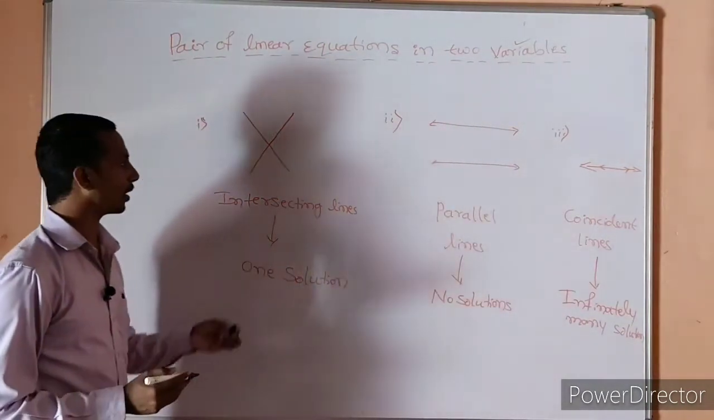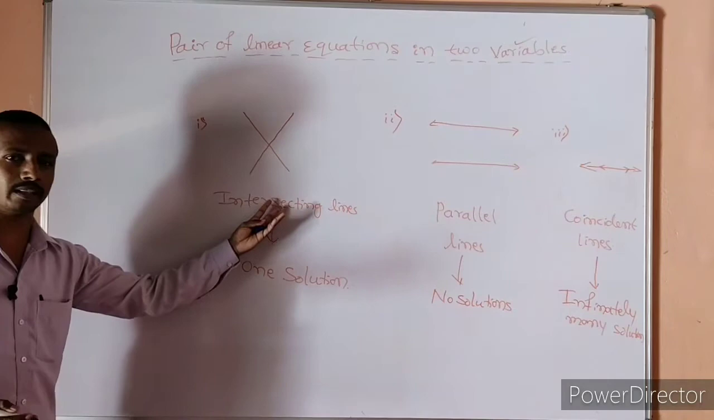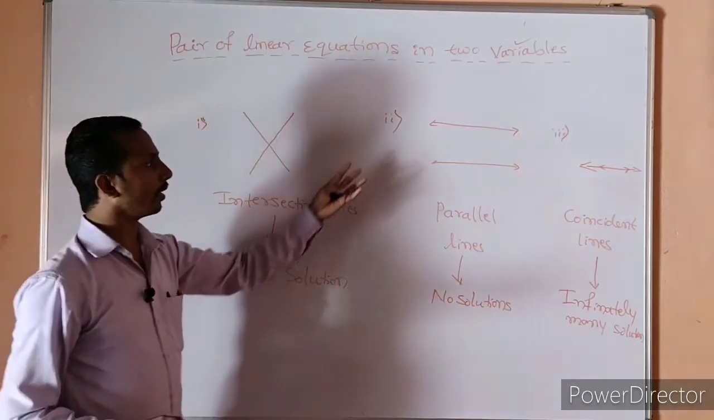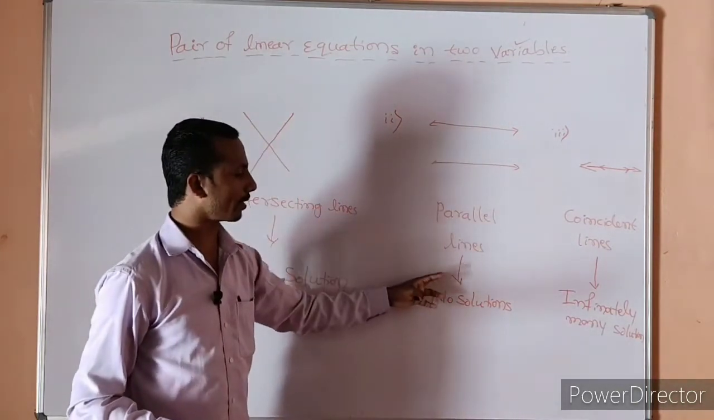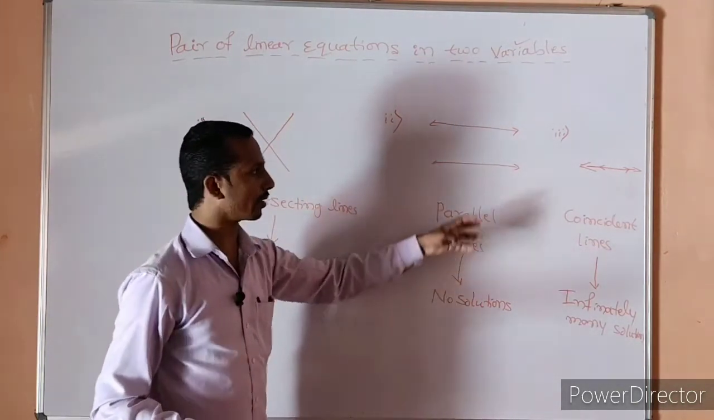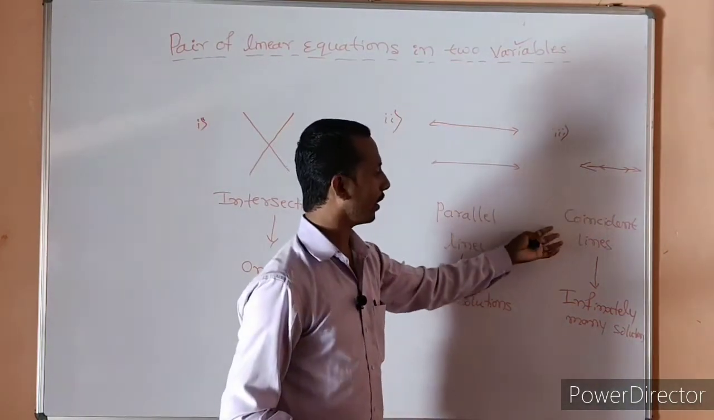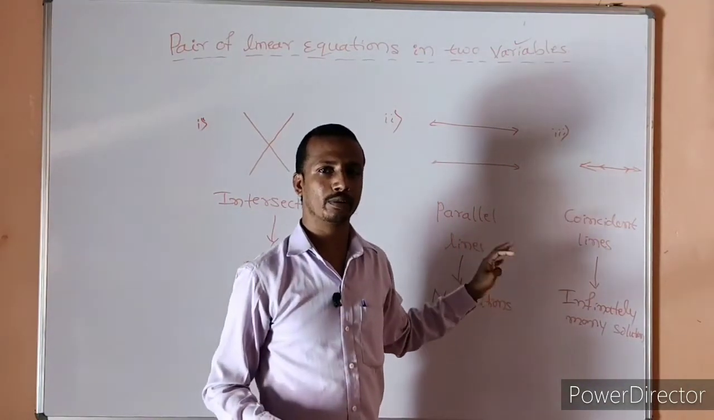Here, if two lines intersect each other, then these two lines have only one solution. If two lines are parallel, then these two lines have no solutions. If the given two lines are coincident lines, then these lines have infinitely many solutions.